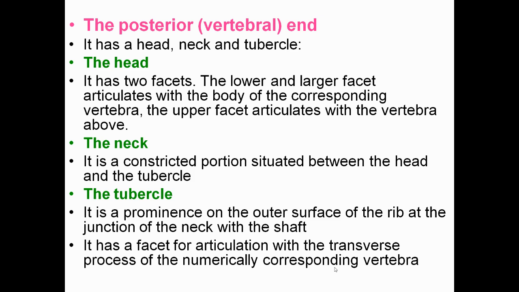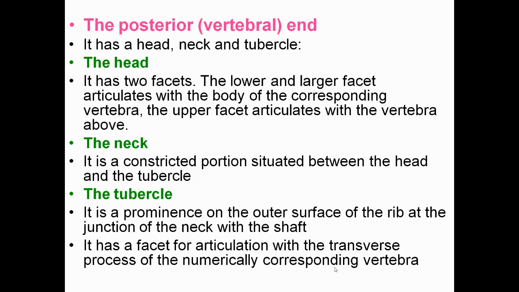Now we see the posterior end. It has a head, neck, and tubercle. The head has two facets. The lower and larger facet articulates with the body of the corresponding vertebra. The upper facet articulates with the vertebra above.